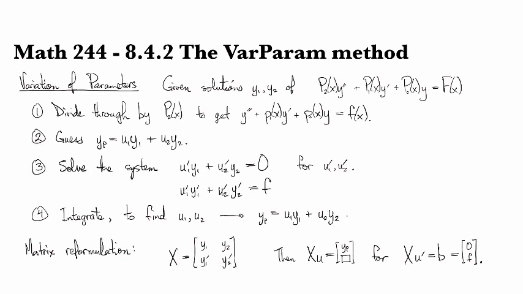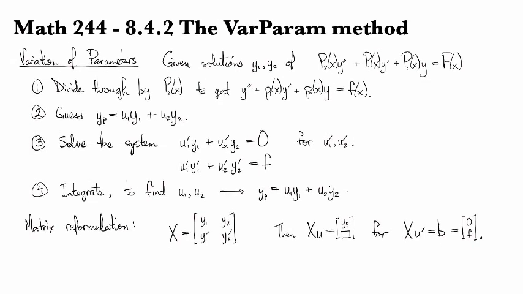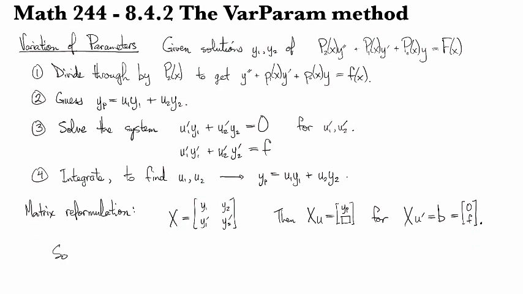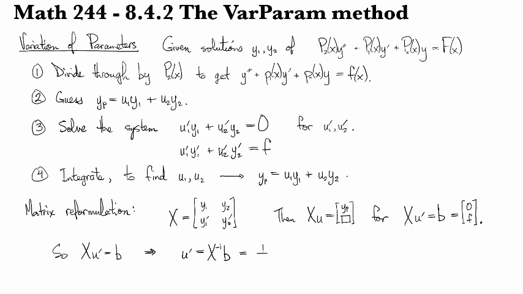Okay, so then that tells us what we need to do. We need to solve x u prime equals b. How do we do that? Well, we multiply both sides by x inverse. So u prime is going to be x inverse b. And we know what x inverse looks like for a 2 by 2 matrix. It looks like 1 over the determinant, and if you take the determinant of that matrix, you get the Wronskian.